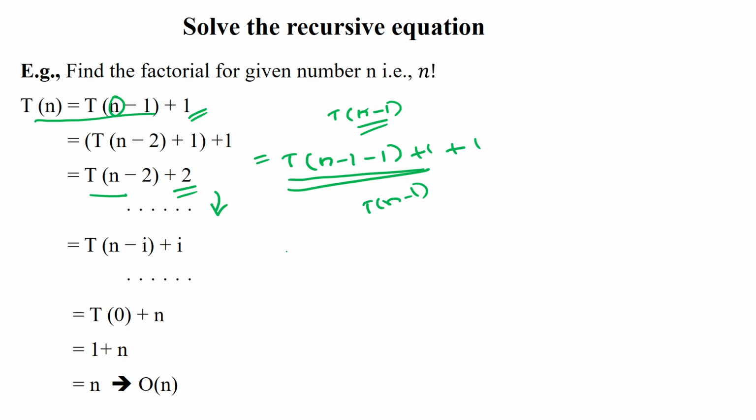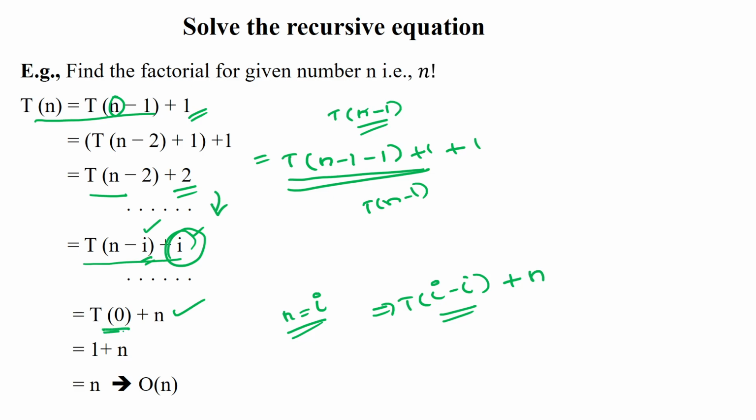Then when you substitute the next term, T of n minus 3, in the place of n you have to substitute n minus 2, n minus 3, like that. Keep on doing it k number of times, or i number of times. When you substitute i number of times, you will get the format T of n minus i plus i. So when i equals n, you will get T of n minus n plus n, so we get the T of 0.